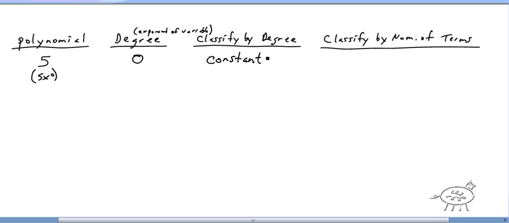Classify by number of terms. It's a monomial, M-O-N-O-M-I-A-L. Mono meaning one, so it's one term. Basically you just classify by number of terms, you just count the terms. And remember, terms are separated by a plus or a minus. That's how you know the number of terms.